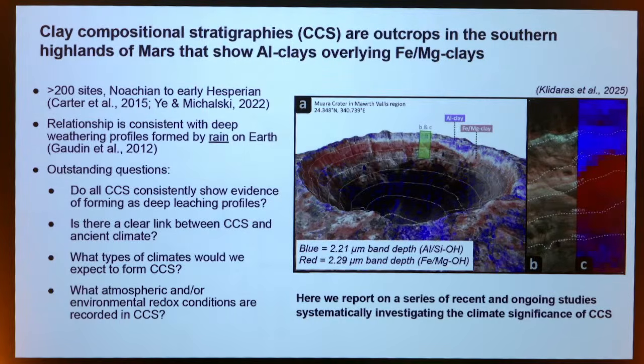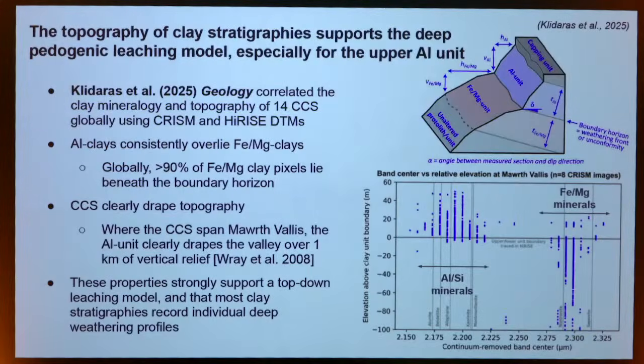We've been looking at questions like, do these clay stratigraphies consistently show evidence of forming as deep leaching profiles? Just a very basic question. Is that consistent across the planet? Is there a clear link between the clay stratigraphies and ancient climate? What types of climates would we expect to form these clay stratigraphies? And then what atmospheric or environmental redox conditions are recorded in clay stratigraphies? So you can see a whole range of questions. And so here today I'll report on 2 papers that were published earlier this year from our collaboration and then also some ongoing work that will be of interest to this group.